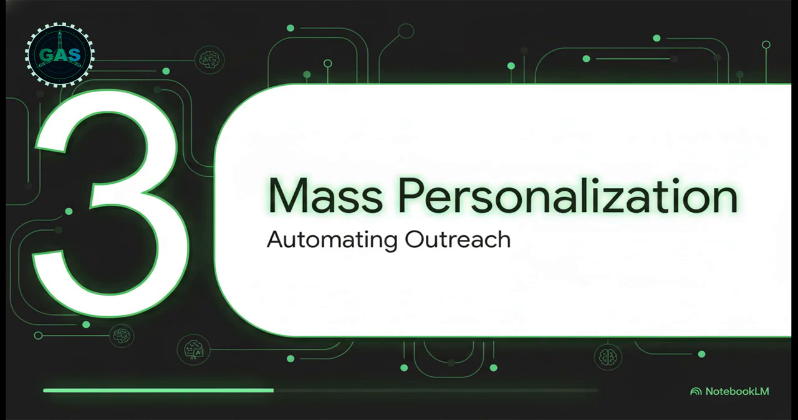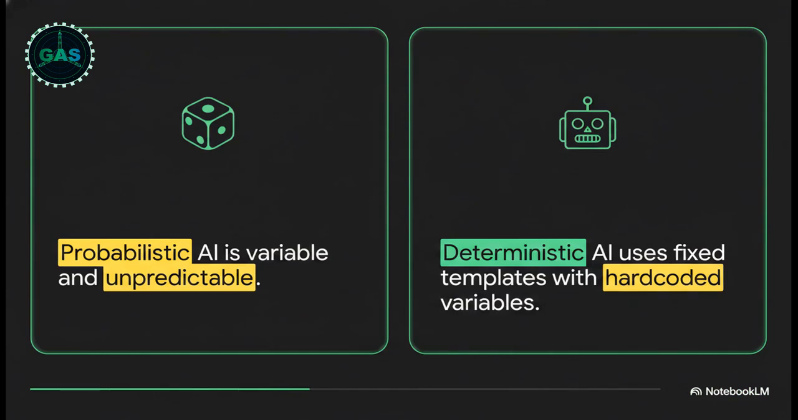Section 3. Automating mass personalization. Okay, to pull this off, you absolutely must understand the difference between probabilistic and deterministic AI. Probabilistic AI is variable. It's unpredictable. Asking an AI to just write a cold email from scratch is incredibly dangerous for corporate brands. You literally don't know what it's going to say. Instead, we rely on deterministic AI. We use fixed, heavily tested templates, and we only allow the AI to fill in hard-coded variables. This completely controls the AI's behavior while still executing mass personalization.